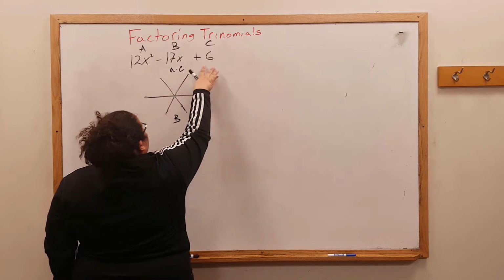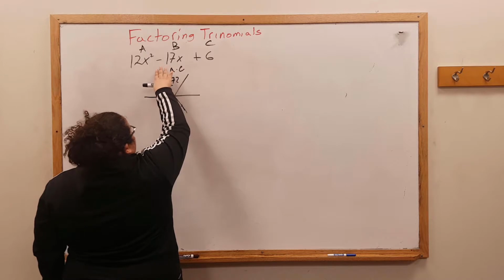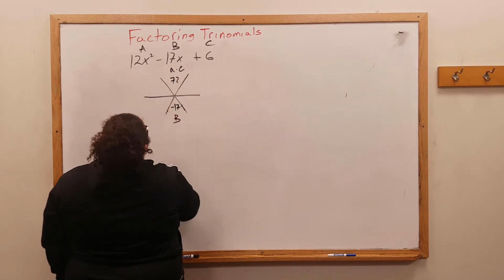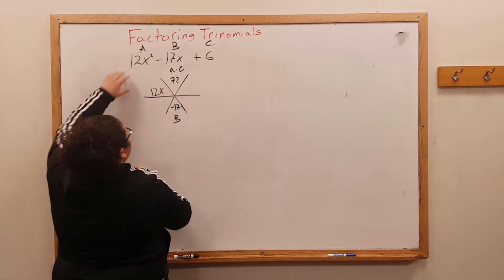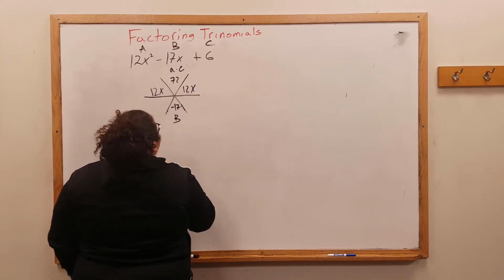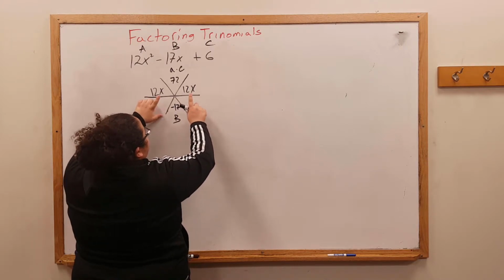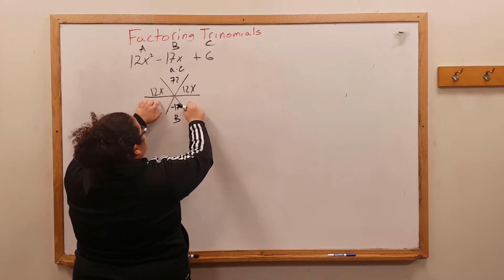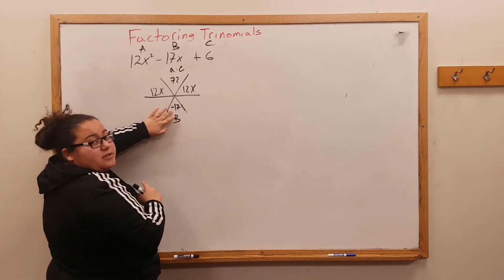So A times C, we get 72. And B is negative 17, which is basically dropping it like a hot potato. Next, we're going to have over here the 12x, which is from the A, and 12x on this side too. Now on the bottom, this empty triangle is the part where you're going to think, what two numbers times each other equal 72, but when you add them, equal negative 17.